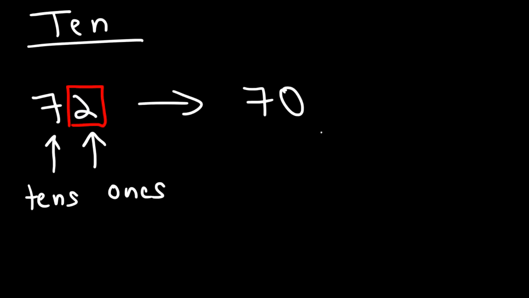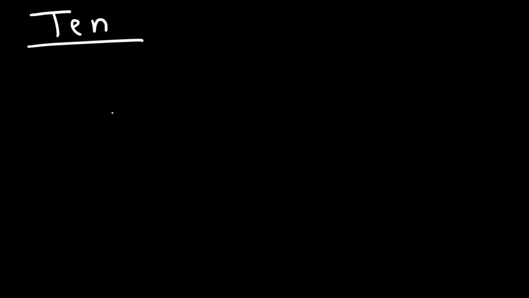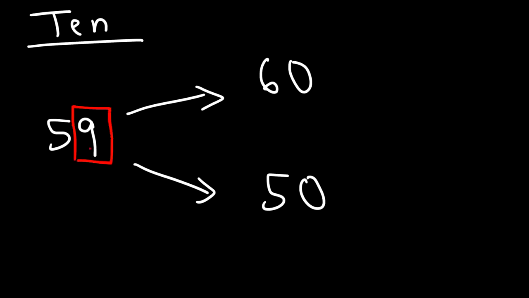So let's try another example. So round 59 to the nearest 10. So we have two options. Either we round it up to 60 or we round it down to 50. What's going to happen? Well, looking at 9, 9 is greater than 5. So we're going to round it up to 60. Let's try another example.